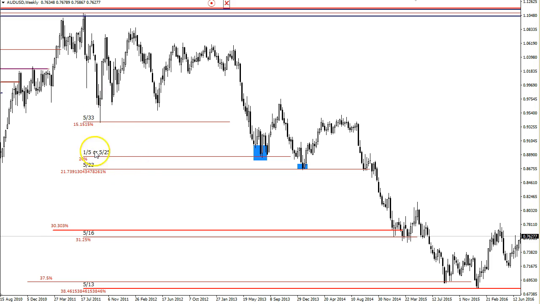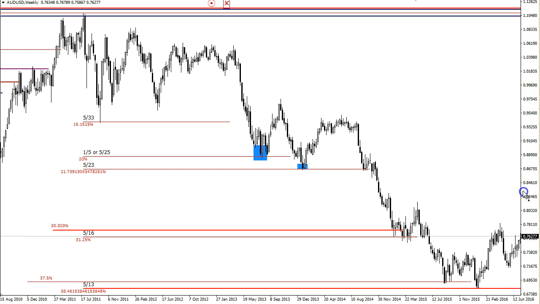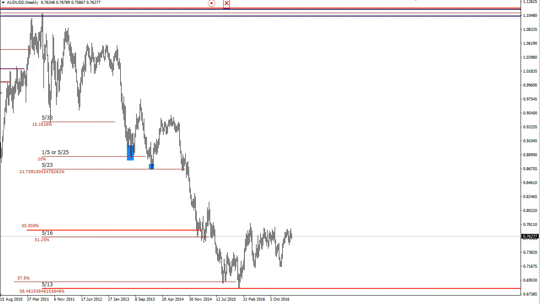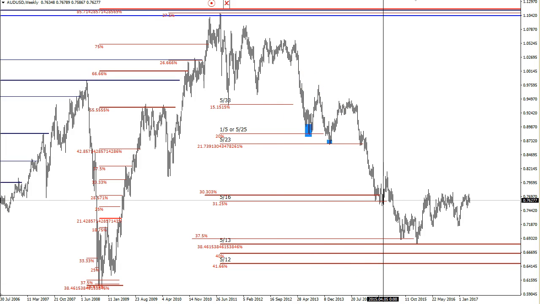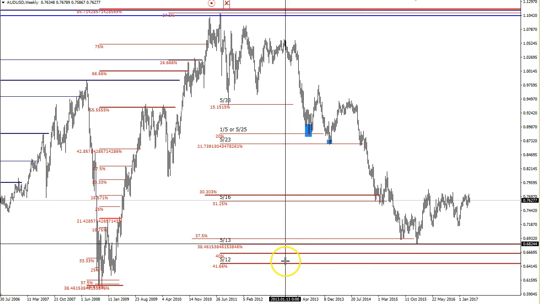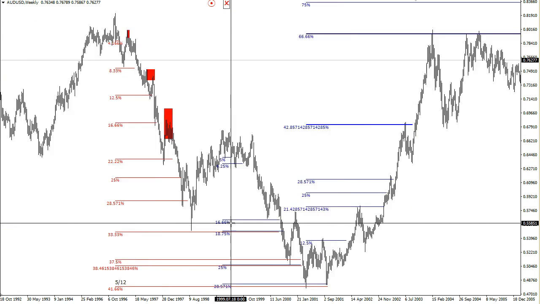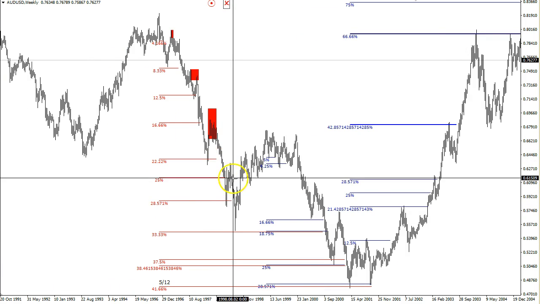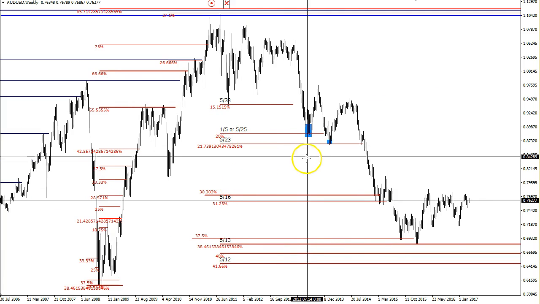5 by 33, 5 by 25, 5 by 23, 5 by 16, 5 by 13, 5 by 12, and 10 by 25. Okay, so this is the chart, and we need to take more percentage from here and more percentage from here. What we understand is that 31.25 stopped the market here. You have here also the 22.22 stopped the market, 21 stopped the market.